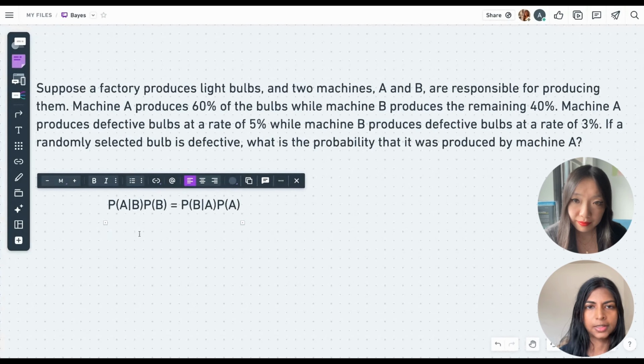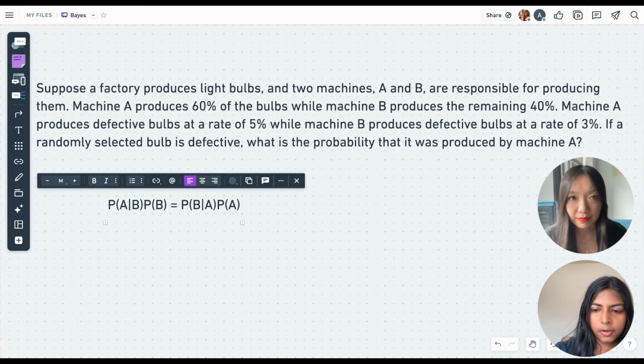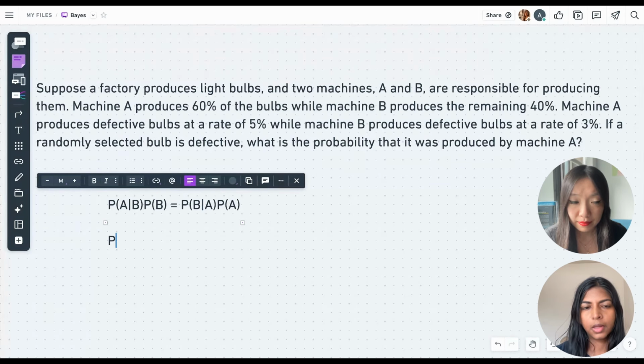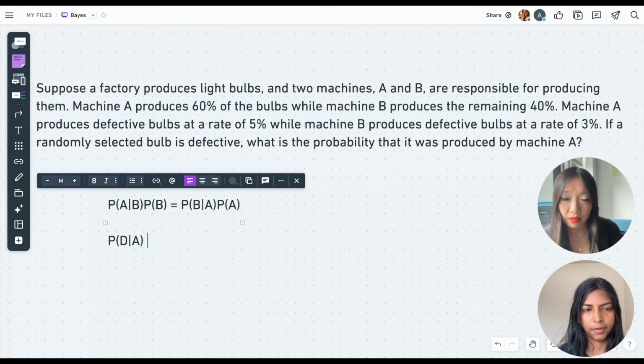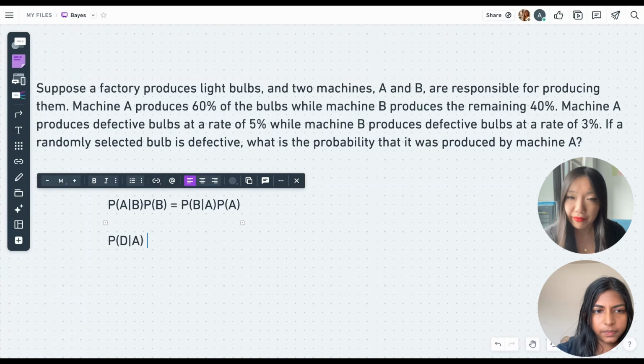So ultimately the probability that we need to estimate is: given a bulb is defective, what is the probability that it was produced by machine A? So essentially what we need to find is P(A|D), where D is the event that the bulb is defective, and A is the event that it was produced by machine A. Yeah, can we write out what each of the events are? So this is what we need to find out.